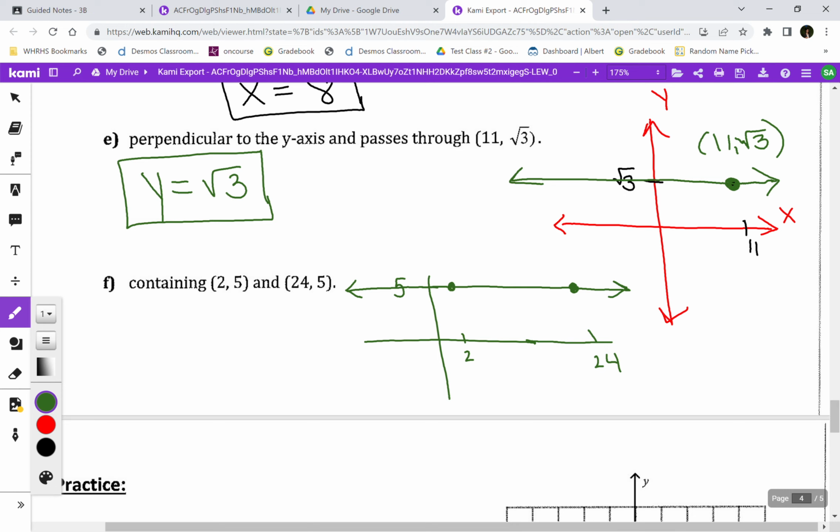That's a horizontal line. For a horizontal line, are we y equals or x equals? Colin. Y equals the y coordinate. What's the y coordinate, James? 5. You got it.